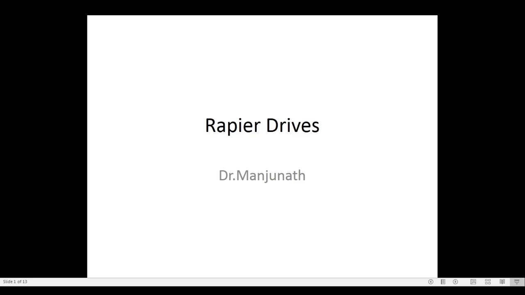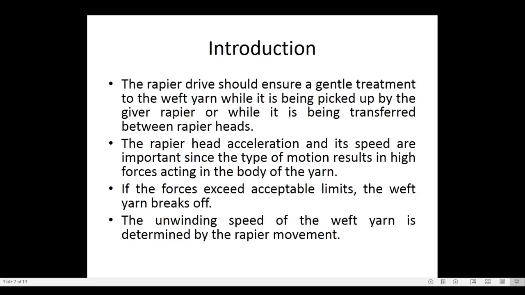So see here. First we'll see some introduction of the drives. In this first point, the rapier drive should ensure a gentle treatment to the weft yarn. Whatever the drive is there, left hand drive to the rapier and right hand drive to the rapier, it should give gentle movement to the weft yarn. So here we are gripping the weft yarn from the giver and it passes to the center of the machine. Then the taker comes to the center of the machine, exchanges the weft, and the taker takes it to the right hand side of the machine. So this gentle handling of the weft yarn is important.